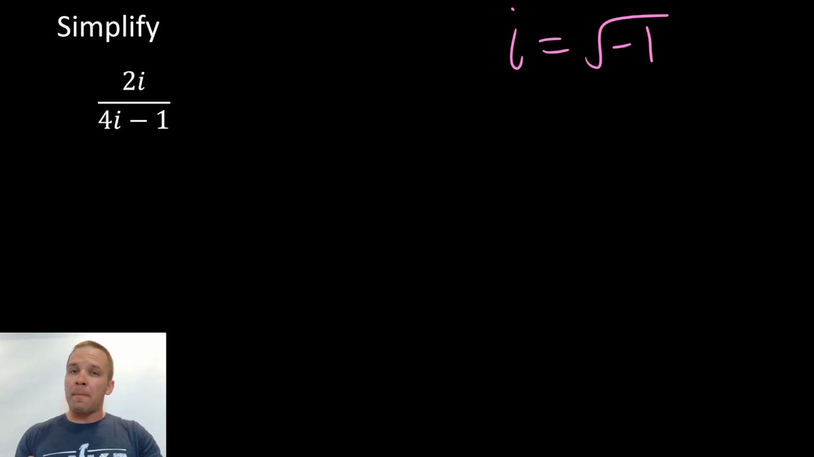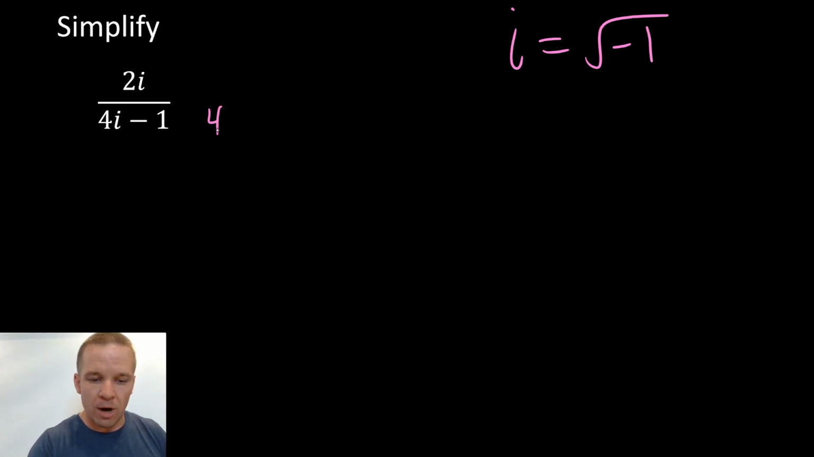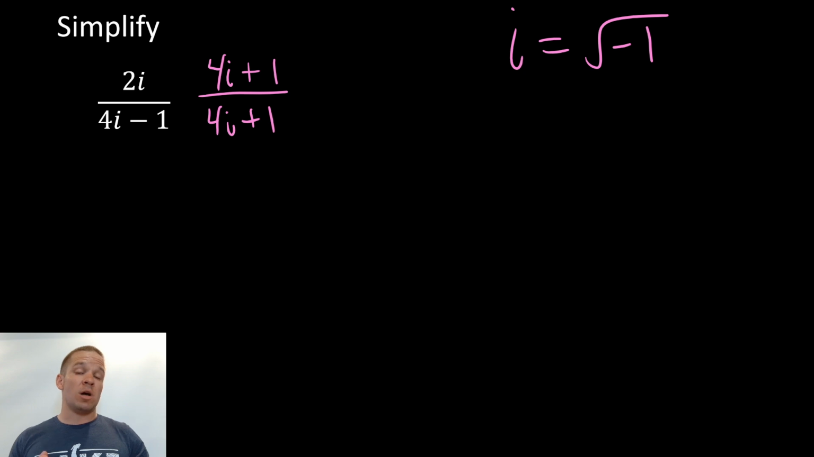All right, so I need to multiply by what's called my complex conjugate, meaning it's going to be the same looking binomial that you have in the denominator there, but it's going to be plus 1. So I'm going to do 4i plus 1, and I have to do whatever I do to the denominator in my numerator as well. This way, it's like I'm multiplying by 1. It's just a creative form of 1. It doesn't actually change anything.